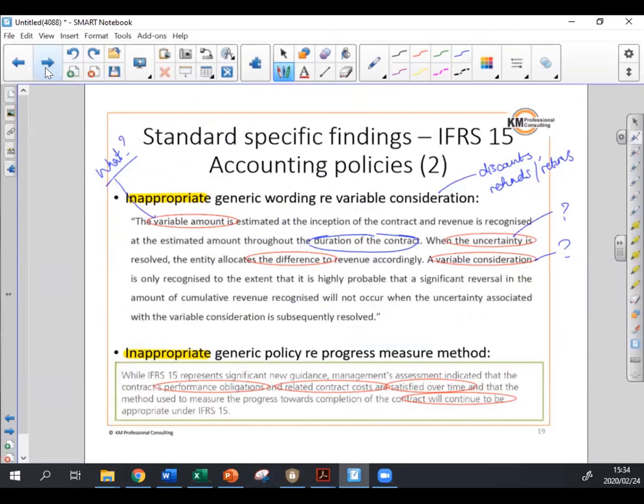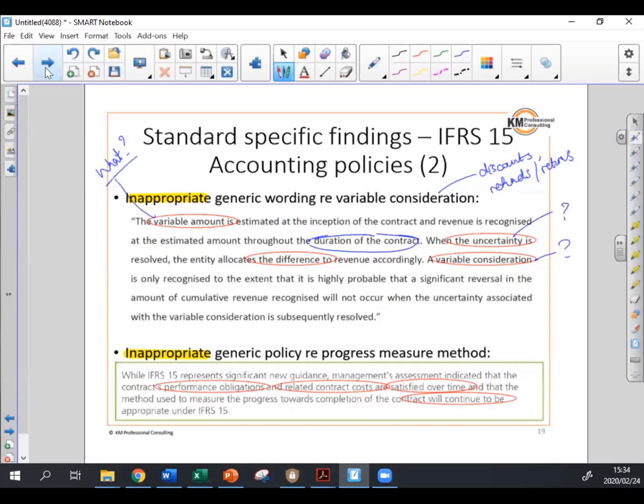And then what related contract costs that I have are satisfied over time, and that the method used to measure the progress, this is the old stage of completion, towards completion of the contract will continue to be appropriate. It doesn't tell me much about what you did do, so I can't even extrapolate what will happen going forward.